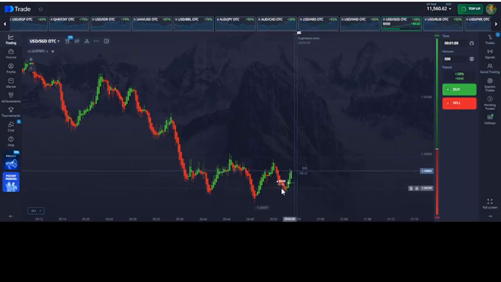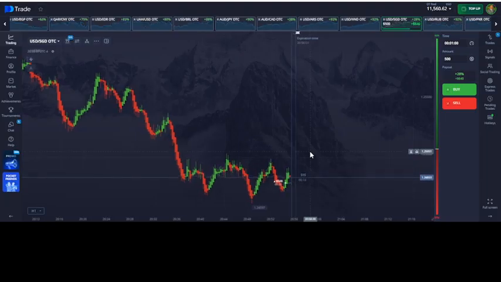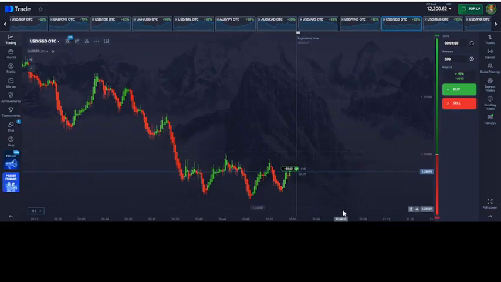I waited for the price to hit this level of support first. Then you wait for the Heikin Ashi candles to print, then take the trade. Okay, so that trade was in the money. All right, let me pause the video, look for the next trade setup.